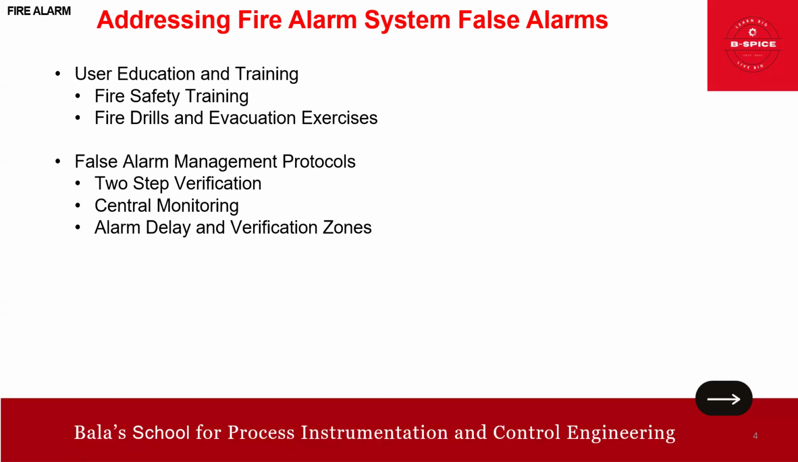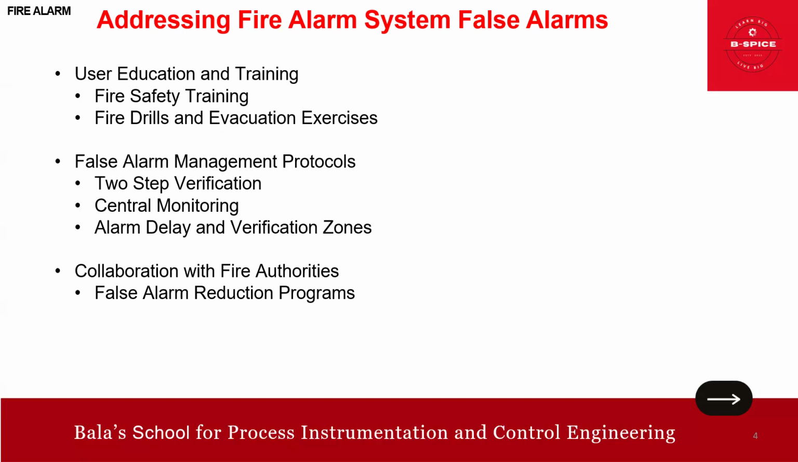Then, last but not the least, collaboration with the fire authorities. Collaborating with local fire authorities and emergency services can lead to better understanding, isn't it? So let's see how to collaborate. Okay, false alarm reduction program. We need to participate in local false alarm reduction programs and workshops to stay informed about the best practices and initiatives. And data sharing: share false alarm data with fire authorities to facilitate better understanding and analysis of the causes of the false alarms. So these are the aspects, friends, we should focus on for addressing false alarms.